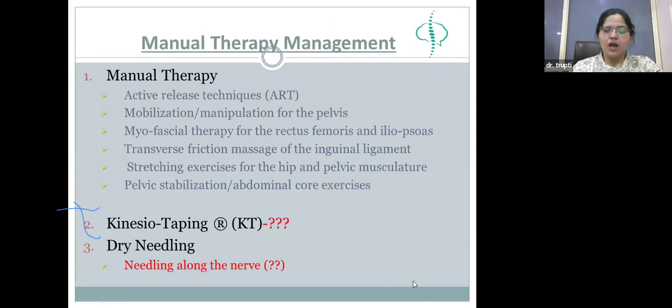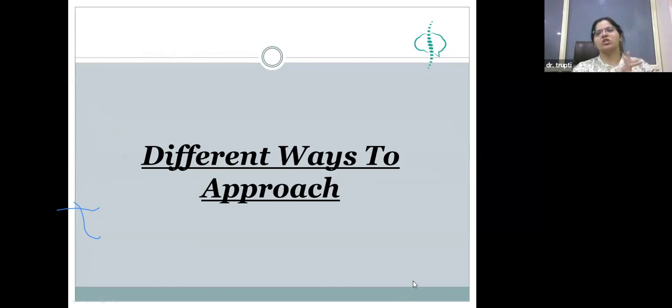Manual therapy. There are different ways you can approach the condition, like in manual therapy, in medicine approach, there is osteopathic approach, chiropractic approach, physiotherapist approach. So we will be focusing maximally on the manual therapy approach, because we have to treat the root cause. The medicine people and us, there should be some difference.